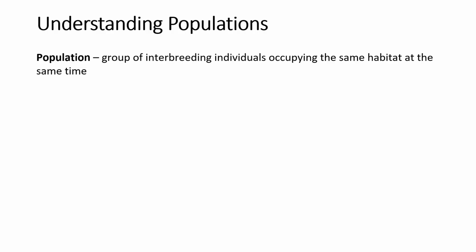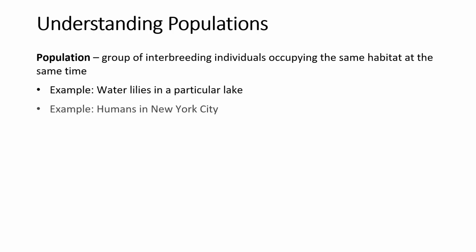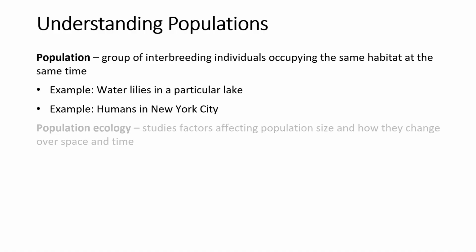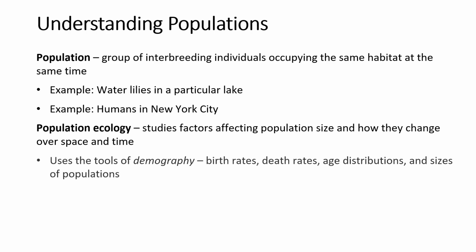We're talking about a group of interbreeding individuals that are of the same species and live in the same habitat at the same time. So an example could be water lilies in a lake. It also could be the number of humans that live in New York City. Population ecology is basically taking up the study of factors that would affect population size and how it changes.